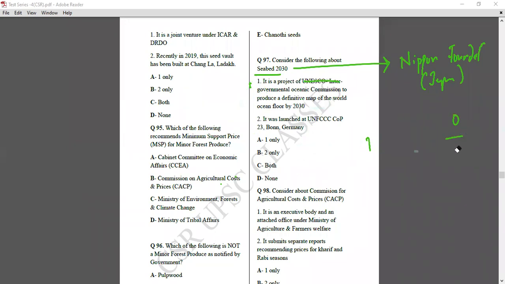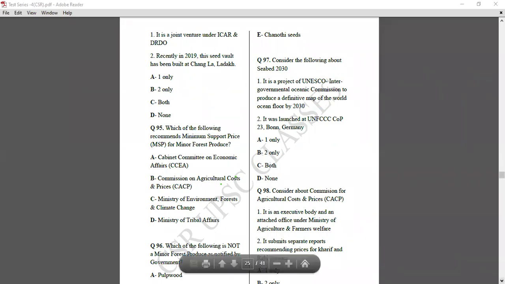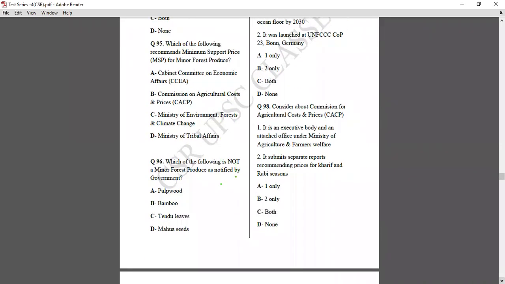Next, consider the following about Commission for Agricultural Costs and Prices, CACP. Now this is an agricultural topic question, economic question. Okay, CACP का questions काफी आता है exam पे. So CACP, the first statement is an executive body and an attached office under Ministry of Agriculture and Farmers Welfare. Now first of all, yes, it is an attached office, but it is not an executive body. It's a statutory body. Act से आया है. So first statement is wrong.